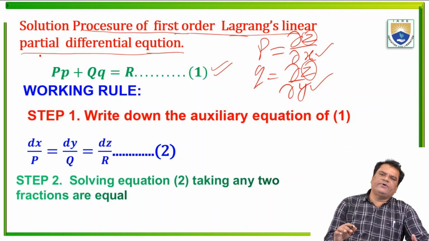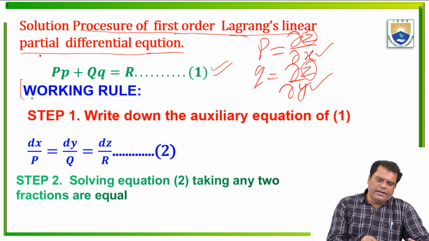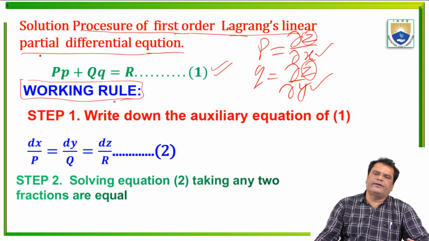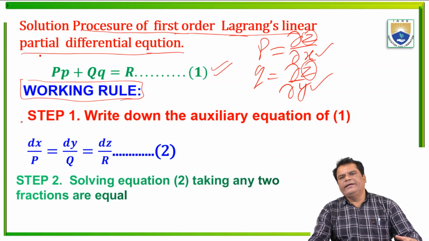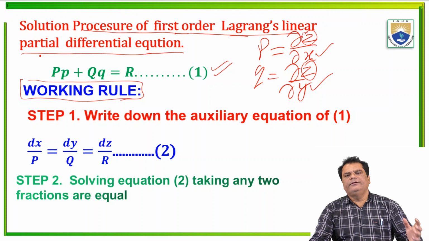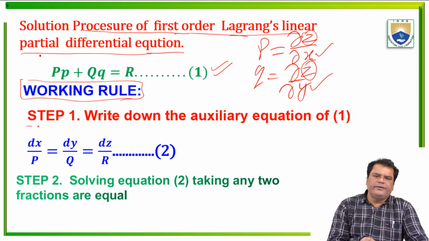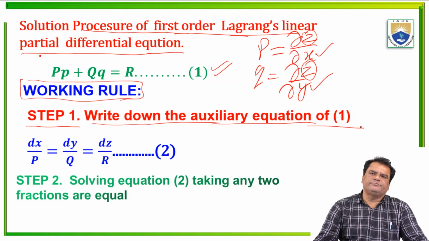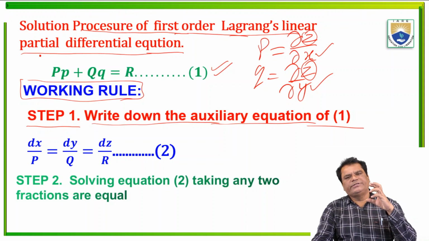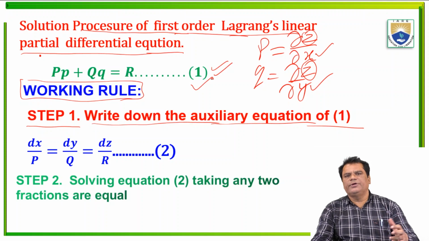So I am discussing first of all the working rule. What work are we doing here? We are dividing the procedure into several steps to make it easy. Step 1: write down the auxiliary equation of 1. First of all, the question given in the question paper is in the form of 1, that is Pp plus Qq equal to R.